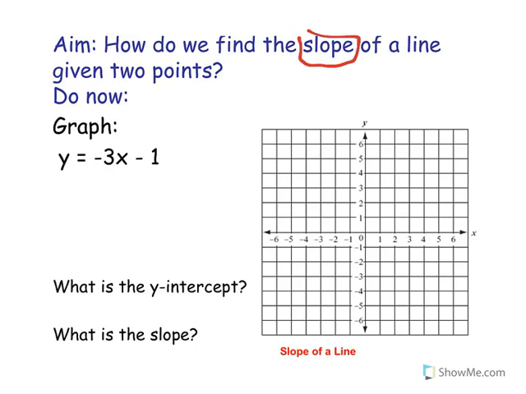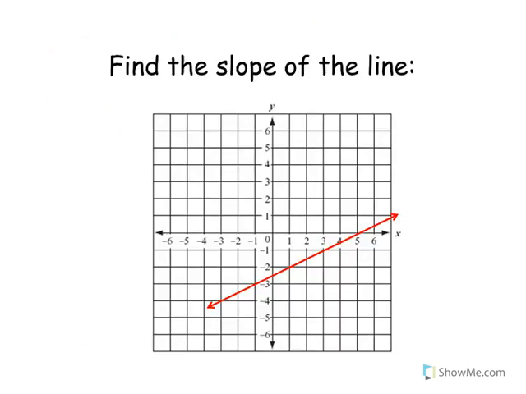If we rise up, the rise is positive. If we rise down, it's negative. If we run to the right, the run is positive. If we run to the left, it's going to be negative. So I'm going to bypass the do now just so we have a little bit more time to dedicate to the actual lesson. And let's just do a little recap of what we did yesterday, right?